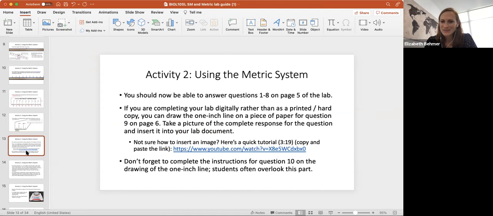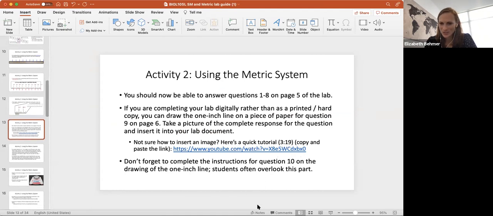So that's activity 2, and those questions are based on page 5 of your lab worksheet. Here's another tutorial on a meter stick if you need that.